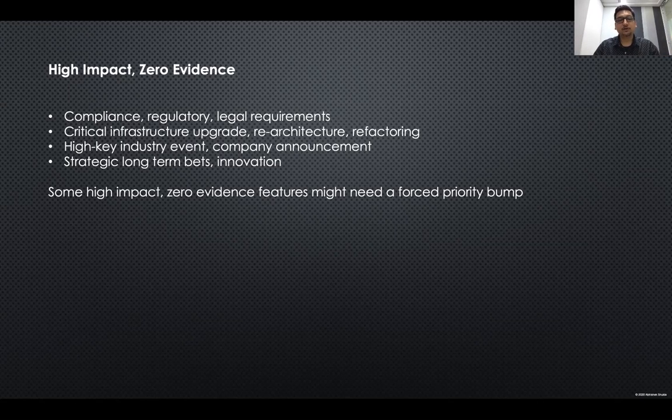And then some strategic long bets, some innovation, things in machine learning, artificial intelligence, some experiments, some innovation that you need to keep on doing in order to figure out what to build next. So these are some high impact but really zero evidence items. You do not find your customers talking about them at all. But what they need is a forced priority bump, because these are important items.